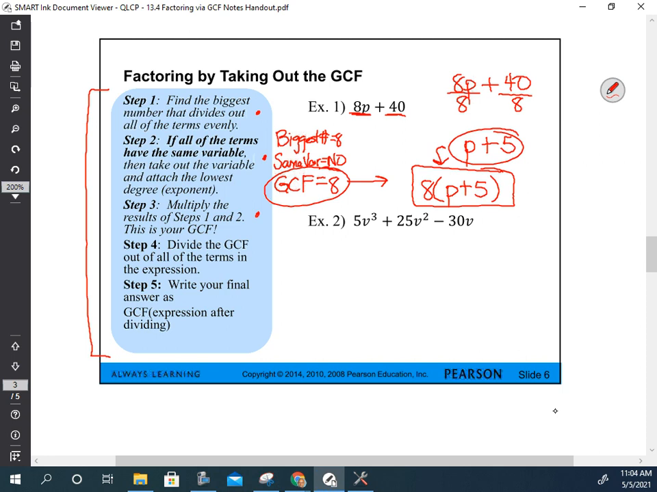Here, when it says biggest number, biggest number means what is the biggest number that divides out of everything in that problem. That's what biggest number means. Sometimes that biggest number will be 1. Sometimes that biggest number will be something other than 1. So, any questions before we move to example 2?